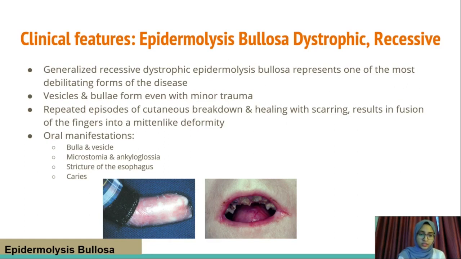Oral manifestation includes bullae and vesicles which form in the mucosa. Even with a soft diet, it will cause repeated cycles of breakdown and scarring, causing microstomia and ankyloglossia. The picture on the right shows microstomia. Stricture of the esophagus can also be seen, and this is also due to the repeated cycles of mucosal injury and scarring. Because a soft diet is highly cariogenic, caries is common at an early age.